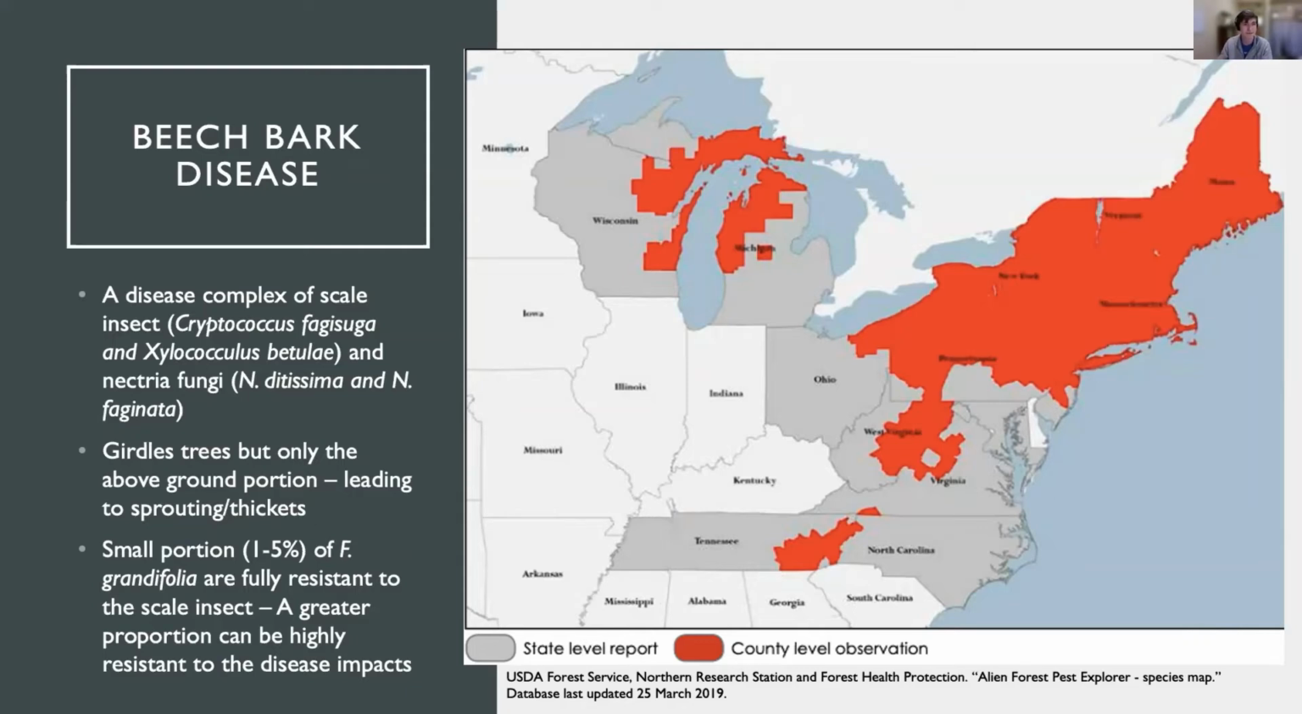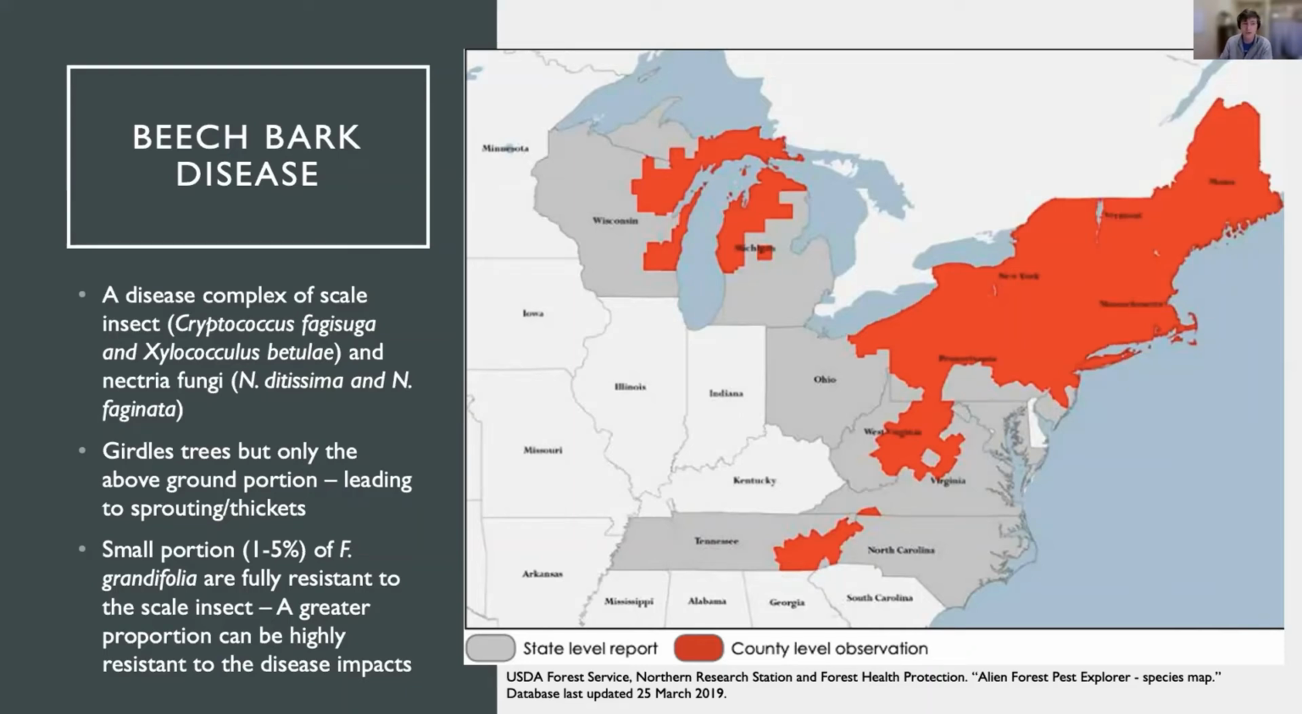And what happens is the scale insect, a sucking insect, feeds within the vascular cambium of the tree, which creates these holes, and the Nectria fungi can invade, and they grow underneath the bark, essentially girdling the tree, killing the above ground portion of the tree. And like we talked about, the beech regenerates readily via root sucker after mortality. So the top killing of these trees related to the disease generates these high densities of regeneration in forests affected by beech bark disease.